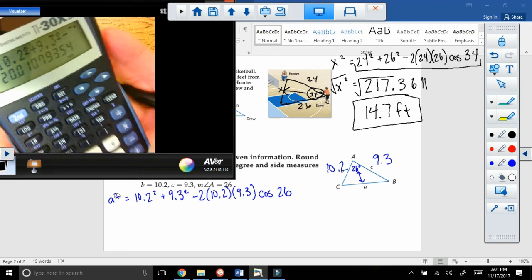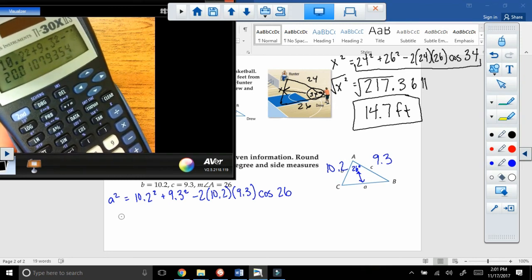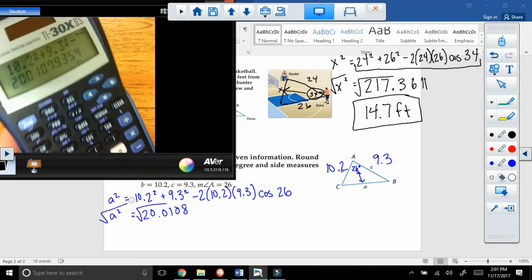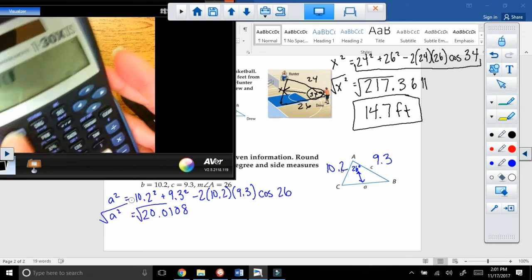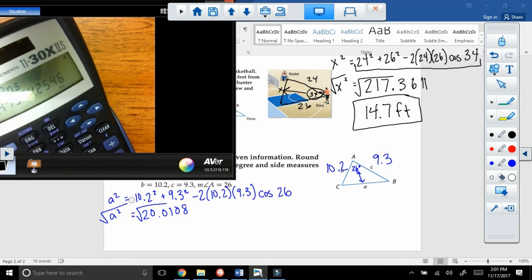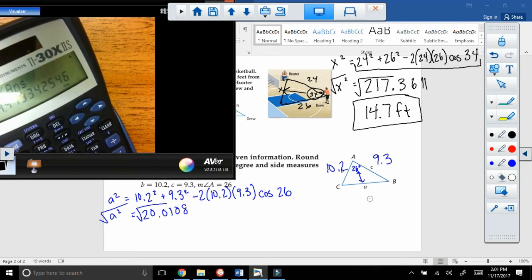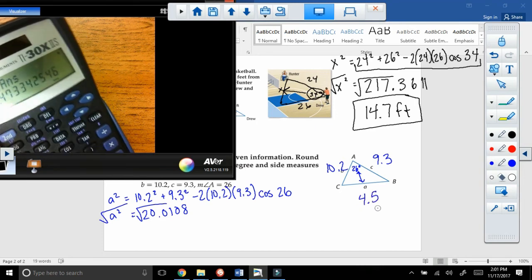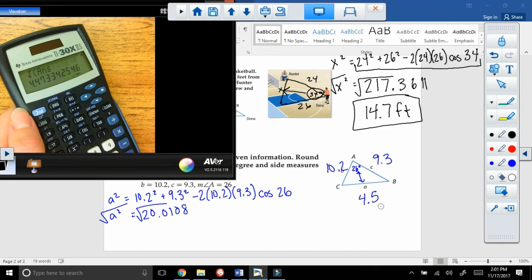So this is about 20. That's not the final answer though. a squared is about 20. And because this is not a final answer, you never want to round this off too soon. I'm going to take the square root of that, and to help ensure that, I'll just use all of those digits there on the calculator. So a is about 4.5, and it says that we can round those sides to the nearest tenth.